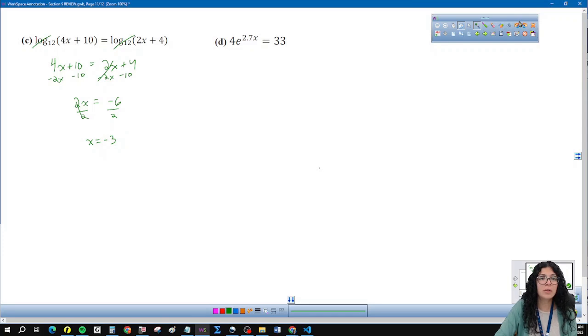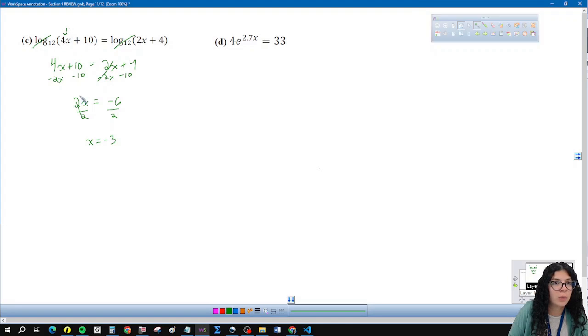Now, here's the catch on this one. When you're plugging in negative 3 in here, you would get negative 12 plus 10, which is going to be a negative number. And remember, when you're taking the log of any number, that number has to be positive. So actually, this answer will give us no solution.